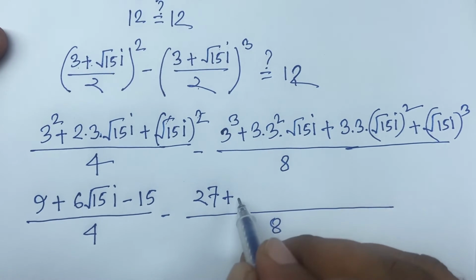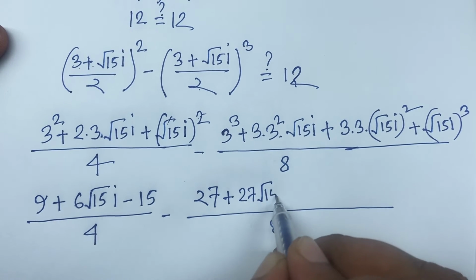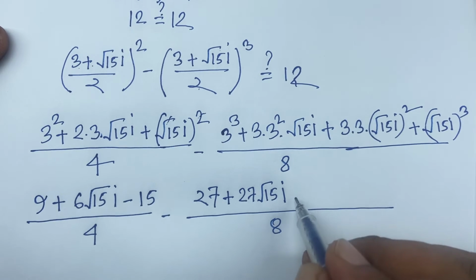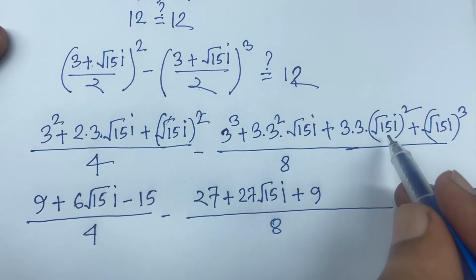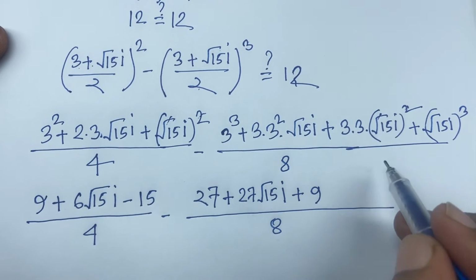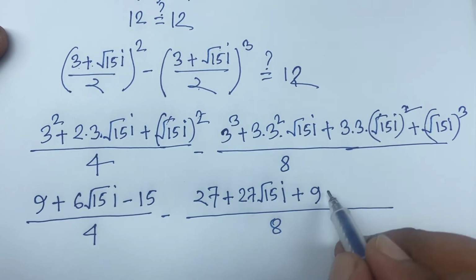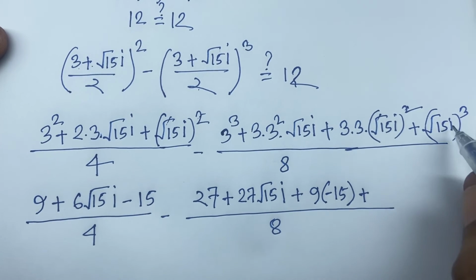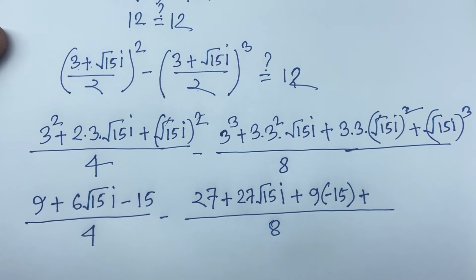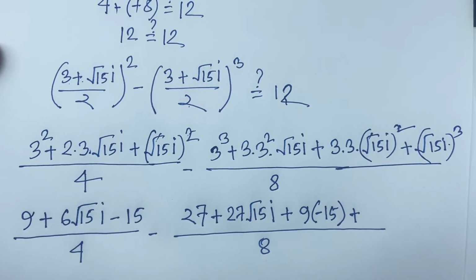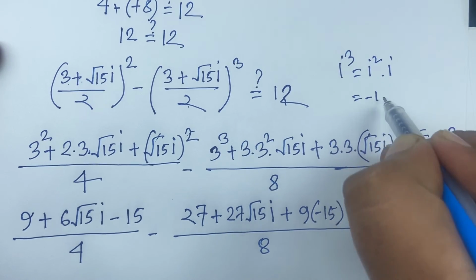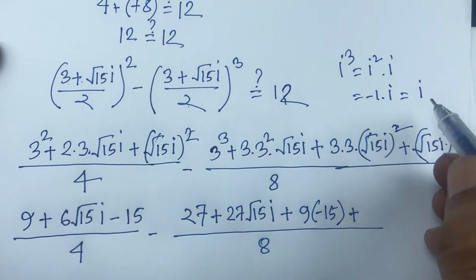9 times 3, it will be 27 square root 15i, and I can say easily it will be 3 times 3, it will be 9. And in this case, the square root is cancelled, and here is 15i squared, it will be minus 15. And in this case, I can say plus square root 15i to the power 3. So we know that i to the power 3 will be minus i. Look, i to the power 3 is i squared times i, it will be minus 1 times i, minus i.